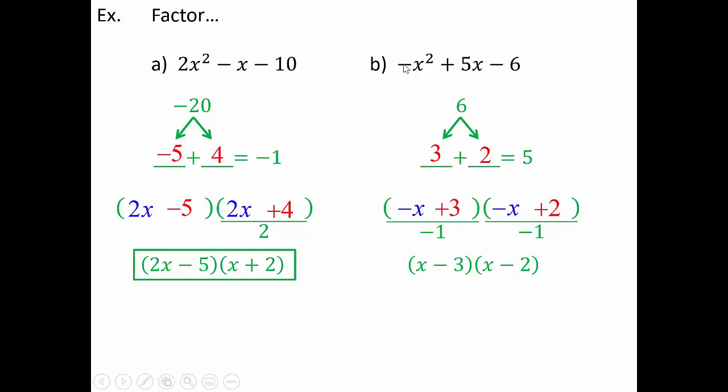By not factoring out that negative at the beginning, I've ended up with something that's irredeemable. There's no way to get to the right answer if I don't factor out that negative at the very beginning.